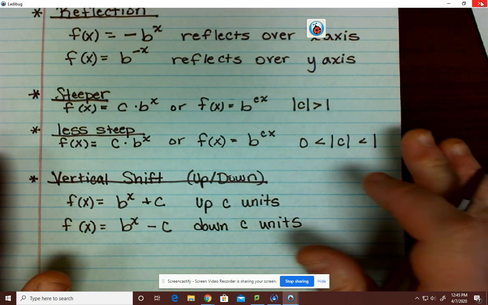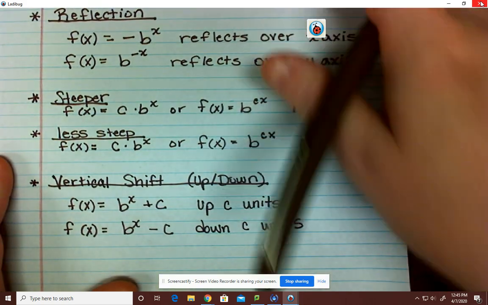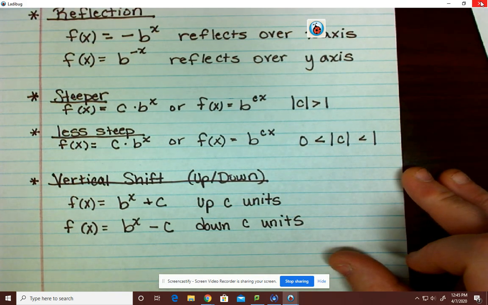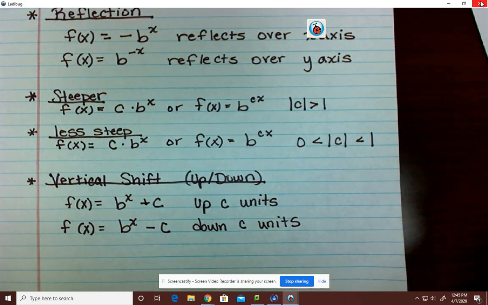Alright, so hopefully you've written this down. I am posting a picture of that. If you want to print it out also, you can do that because you will need this for the examples that we're going to do next.